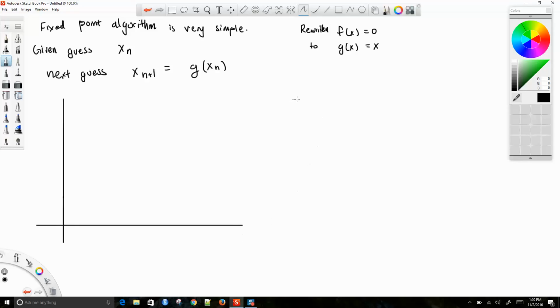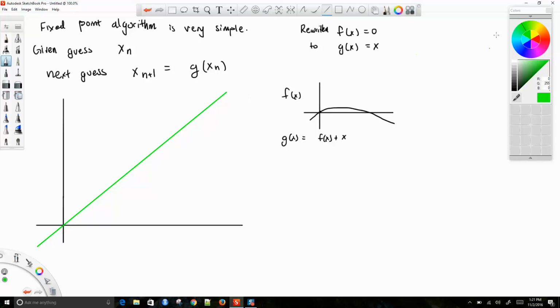Okay, so let's say f of x looks something like this. All right. Okay, and then let's say g of x is equal to f of x plus x. So we're just basically adding this to... I'm going to create a line here. Okay, so this is y equals x.